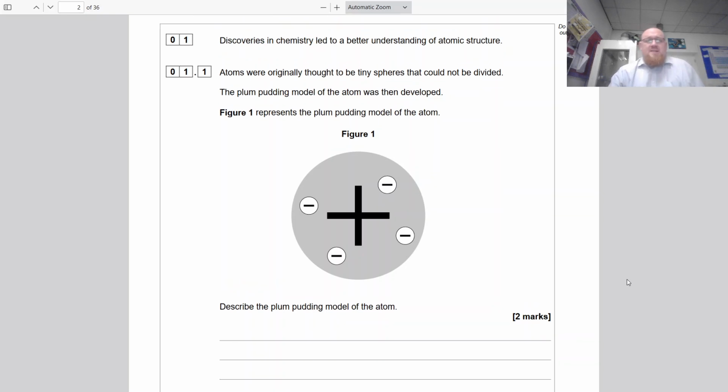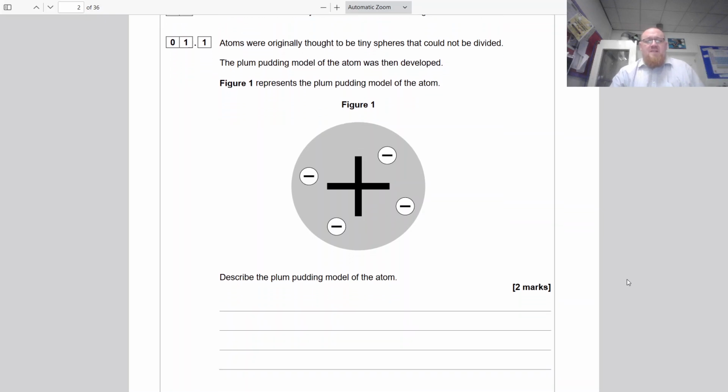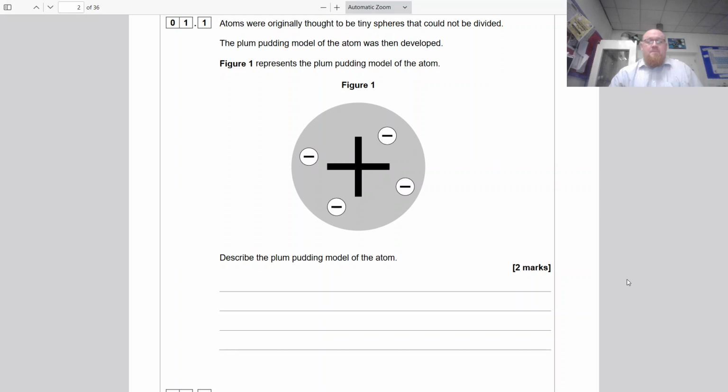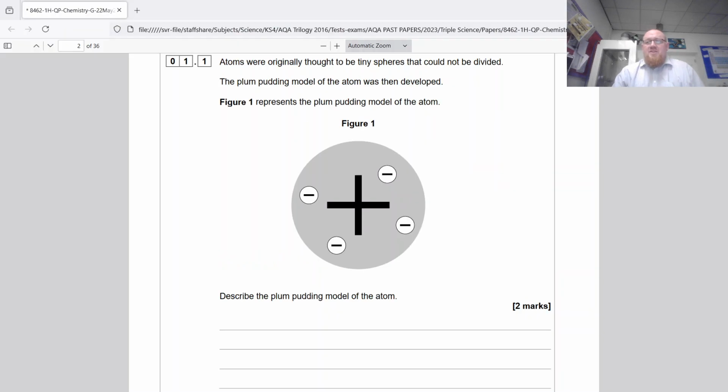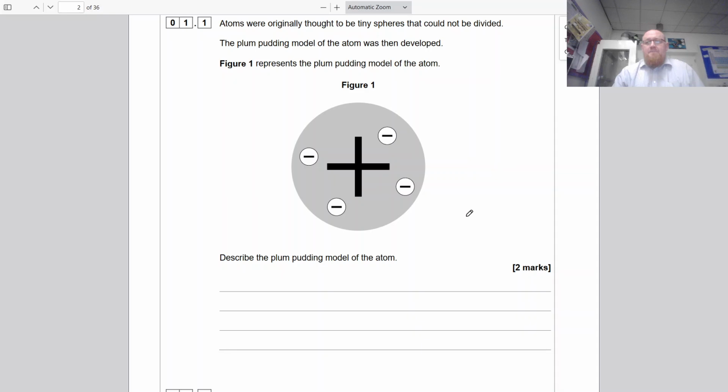It says discoveries in chemistry led to a better understanding of atomic structure. Atoms were originally thought to be tiny spheres that could not be divided. The plum pudding model of the atom then developed, and figure 1 represents the plum pudding model of the atom. And it says describe the plum pudding model of the atom. So really what we're asking you to do here is just to describe the atom.